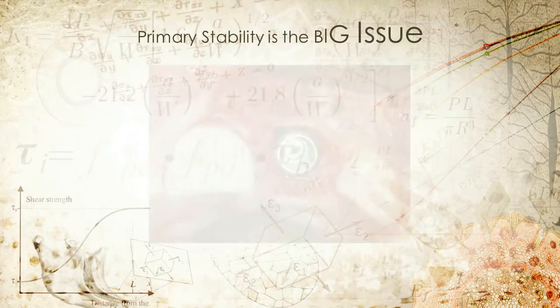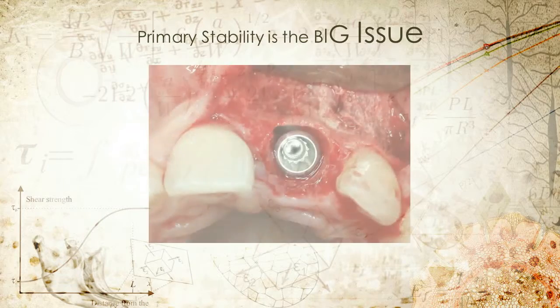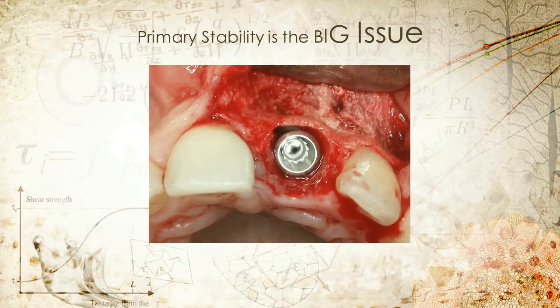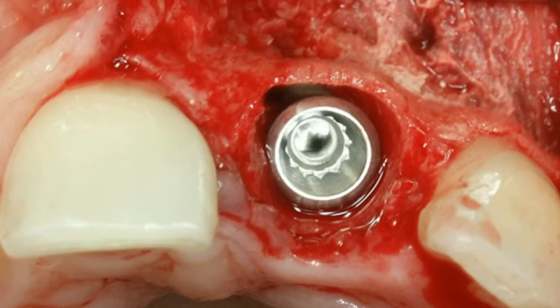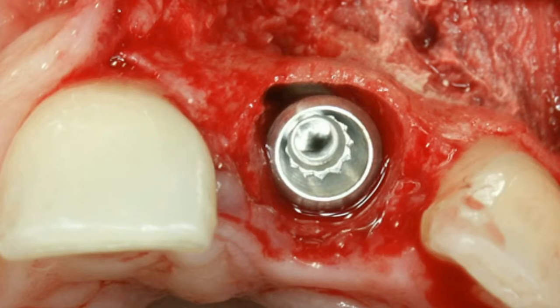So primary stability appears to be the big issue at the moment. And why is it the big issue? Well, it's only the big issue because it's been driven by a shift in protocol from delayed load to immediate load. Immediate placement, immediate load. Very challenging environment to the biology.